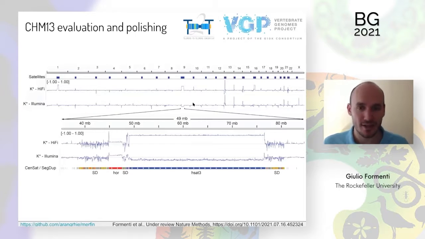You can also evaluate the base-level accuracy of the assembly. So here you can see the K-star using HiFi k-mers and Illumina k-mers for all the chromosomes in T2T-CHM13. And generally, you should expect this to be around 0, but you can see that deviations from that are useful and can potentially be further investigated. So for instance, here you can see that there is a region on chromosome 9 where there are significant deviations both in HiFi and Illumina k-mers. And this is because of the inherent bias in terms of sequencing of these technologies when it comes to repetitive elements such as HSat repeats.